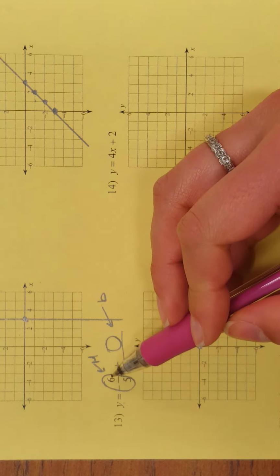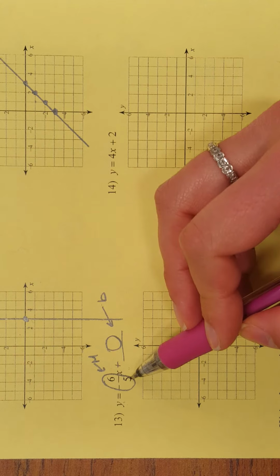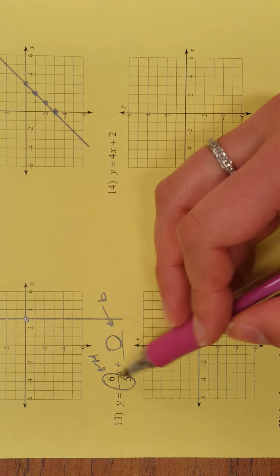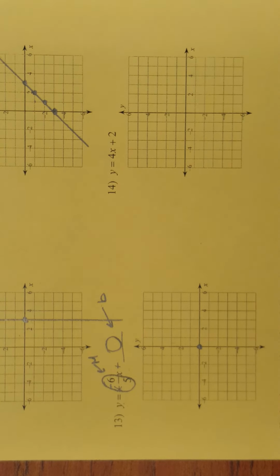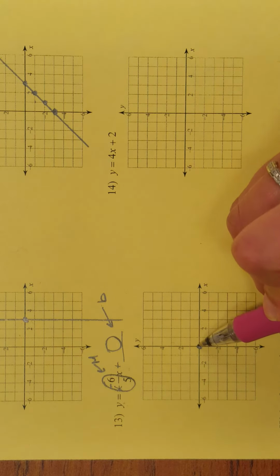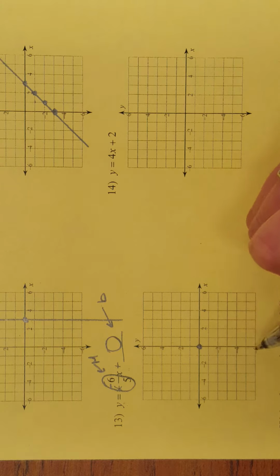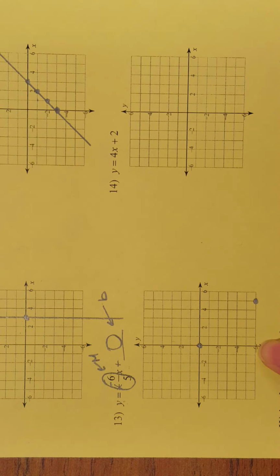My vertical change is 6 and my horizontal change is 5, where one of those two has to be negative. It's easier for me to remember to just put the negative on top. So I just cross it out and put it on top. So from here, I'm going to go down 6, negative 6, and right 5 because the 5 is positive, and that's my first point. I have to reverse that process to get at least 3 points.